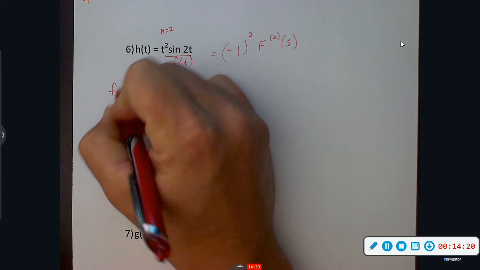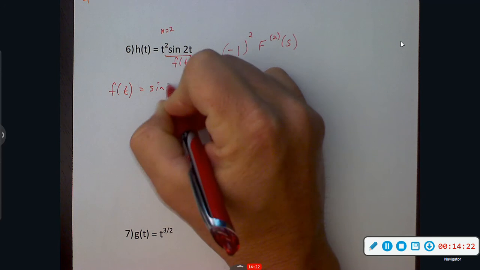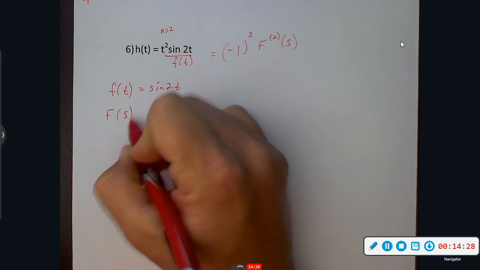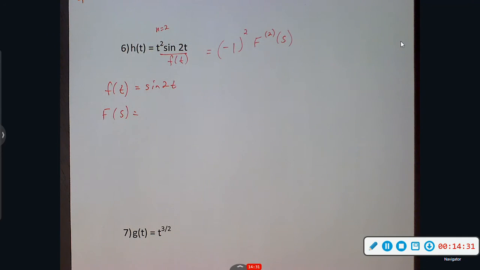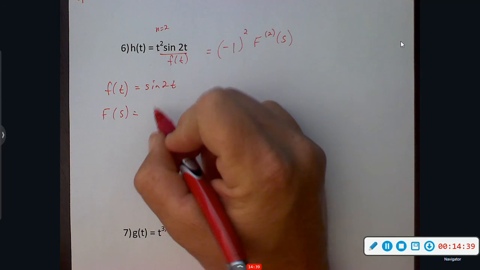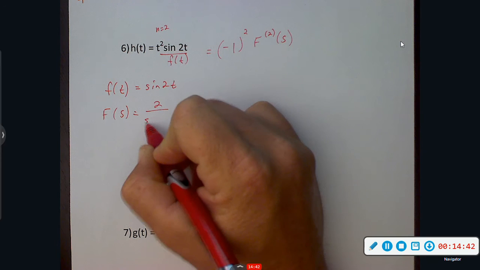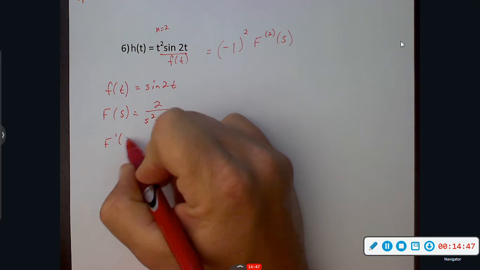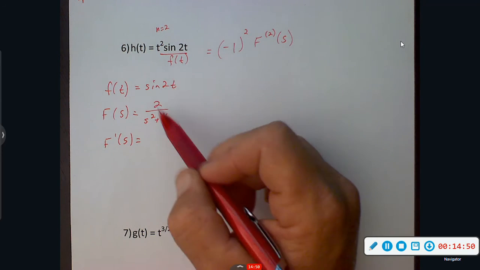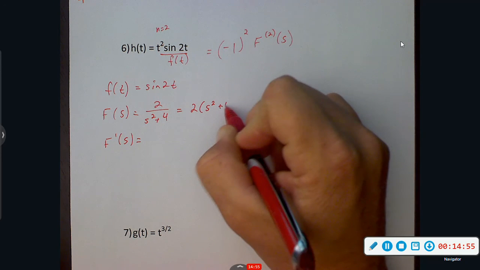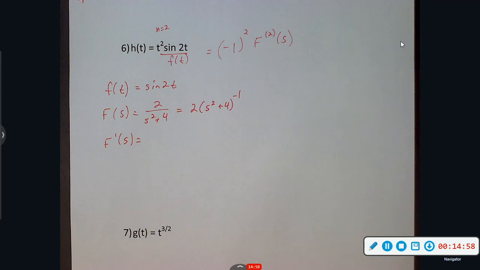So if f of t equals sine of 2t, we need to take the Laplace transform, F of s. Well, the Laplace transform is a over s squared plus a squared. So a is 2. 2 over s squared plus 4. We need to get to the second derivative. So here's the first derivative. I did this a couple ways. I rewrote this one as 2 times s squared plus 4 to the -1 because I knew that derivative would be easier.